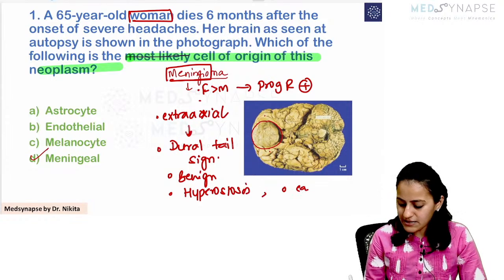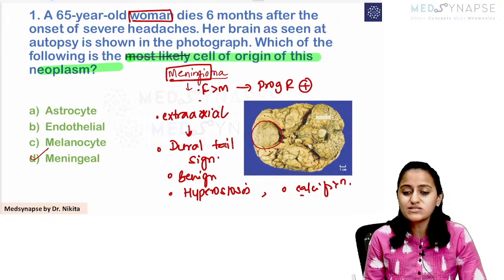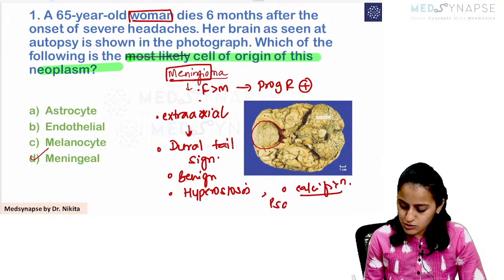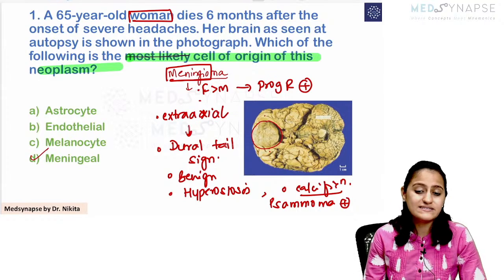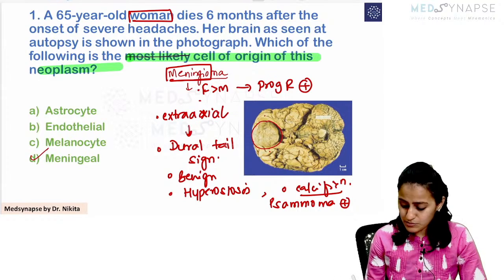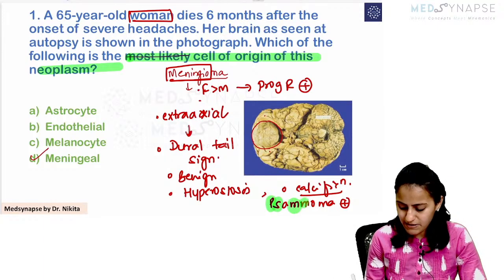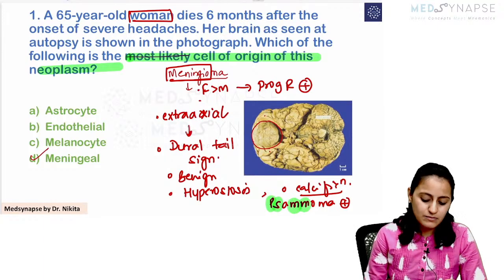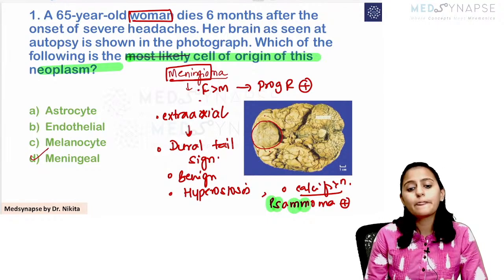And very good, Karthik, yes, it also shows calcification. So do we see psammoma bodies here? Yes, we see psammoma bodies here. In which thyroid tumor do we see psammoma? Papillary, ovarian serous, then you have meningioma, mesothelioma. These tumors show psammoma bodies.